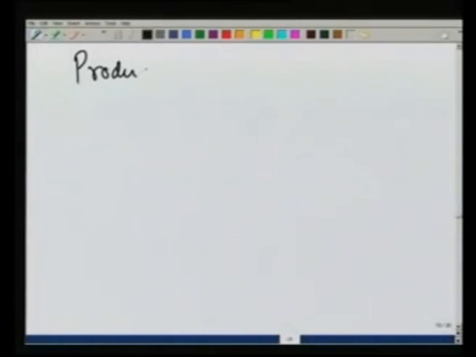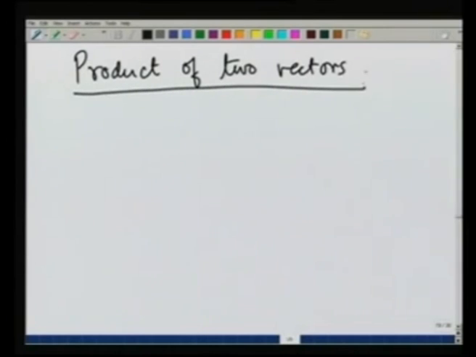Next we ask, can we define the product of two vectors? The answer is yes, but before doing that I will take a slight digression, and now we will go into vector algebra, representing them by numbers and in a different way, algebraically.